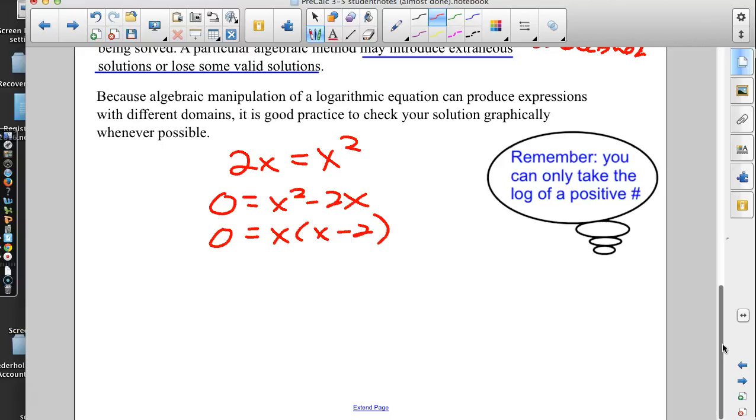And we want to know in advance when we're working through those things. Because algebraic manipulation of a logarithmic equation can produce expressions with different domains, it's good practice to check your solution graphically whenever possible. We won't necessarily do that every time, but we know we can do it, and on the few that we have the little boxes for the graphing calculator check, maybe we'll stop and do that.